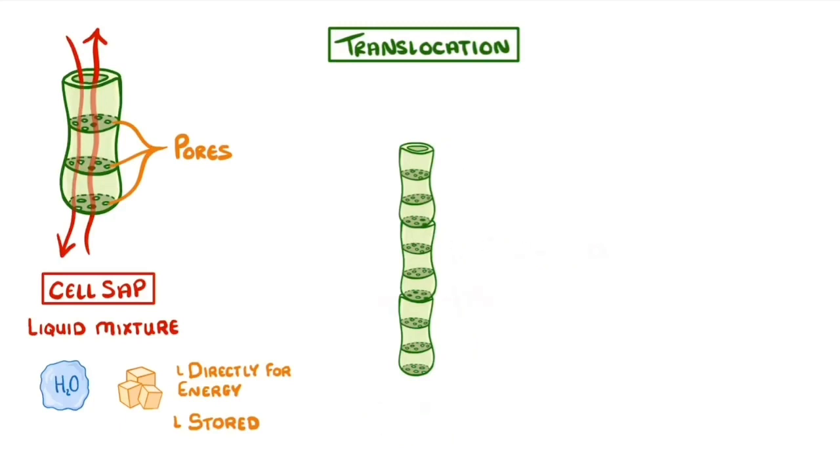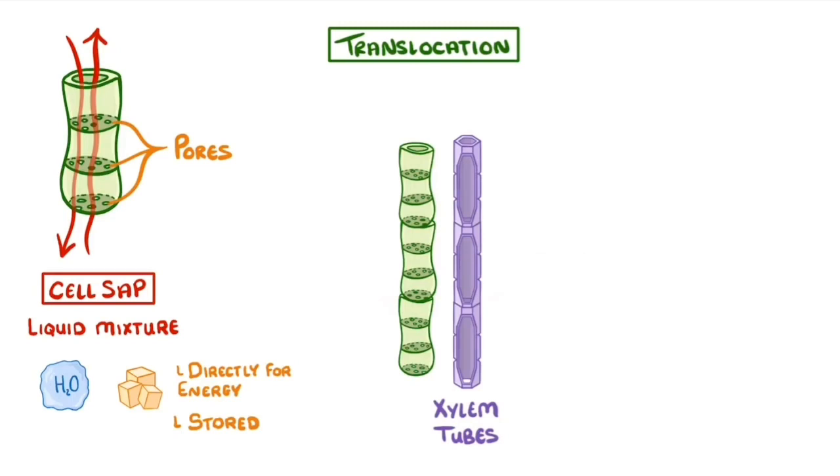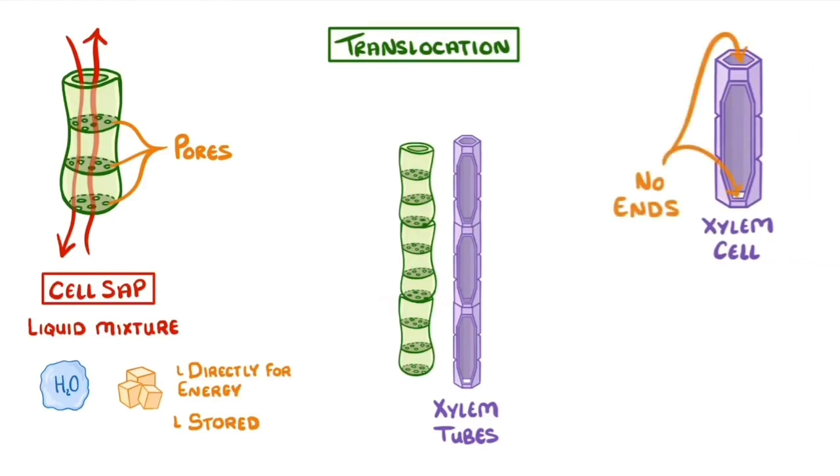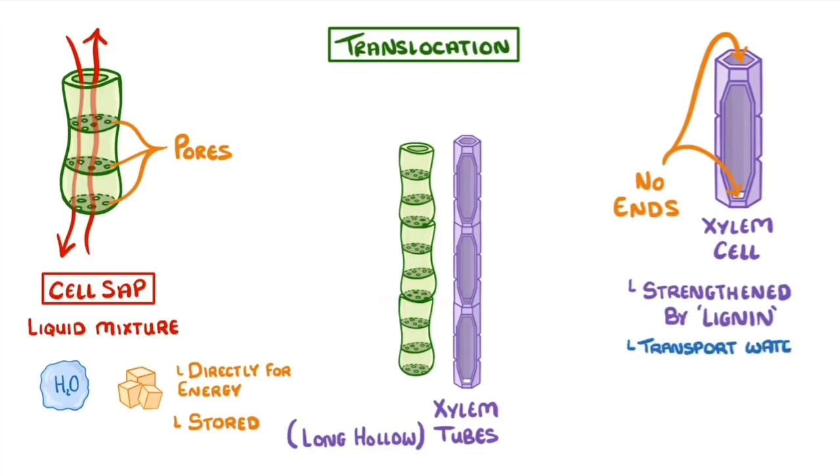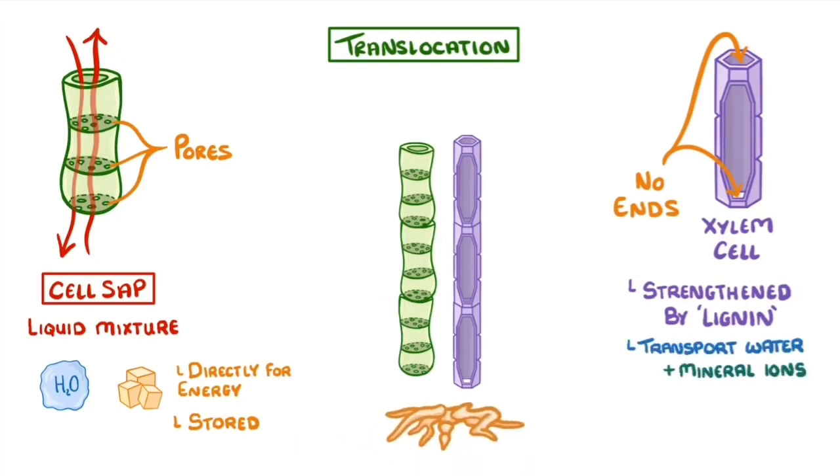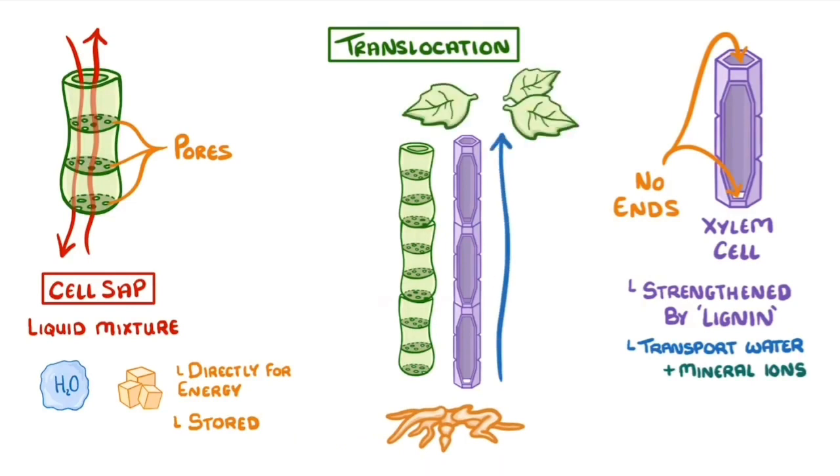Next to the phloem tubes, we have xylem tubes. These are also made up of a column of cells, but this time they're dead xylem cells with no ends between them, so they effectively form one long hollow tube. And they're strengthened with a material called lignin. Their role is to transport both water and mineral ions from the roots up the stem to the leaves, where the water can be used in photosynthesis.